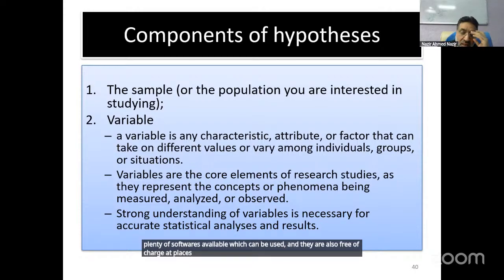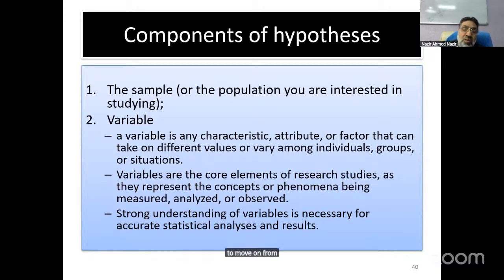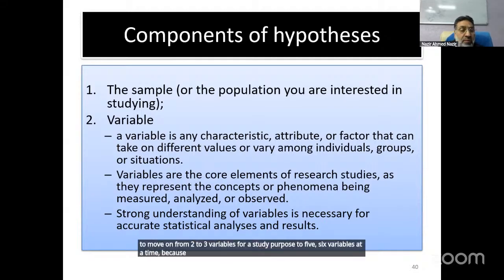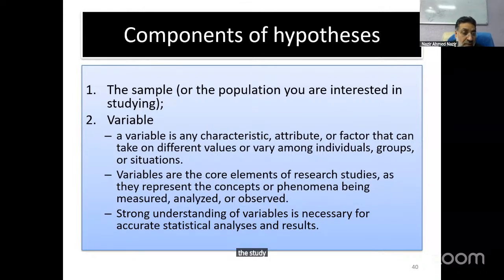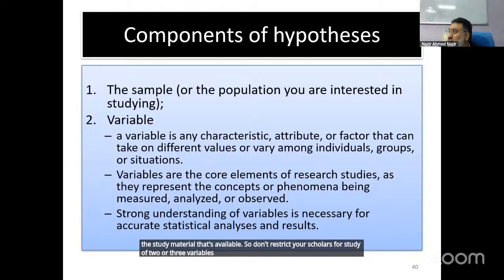So naturally, we should always try to encourage today's scholars to move on from 2 to 3 variables for study purposes to 5, 6 variables at a time, because of the facilities that are available. So easily it can be done by a scholar nowadays. And also the data, the study material, is available. So don't restrict your scholars to studying 2 or 3 variables. Encourage them to have more than 3, 4, 5 variables at a time.